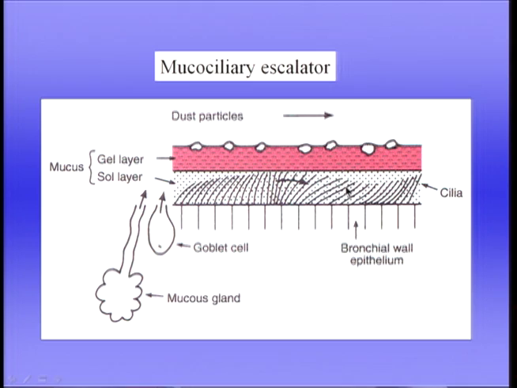Where does the mucus come from? Let's ask first of all. Well, it comes from two sources. It comes from mucus glands, sometimes called seromucous glands, deep in the airway wall, which you can see here, and then there's a duct that takes the seromucous material up to the airway surface. It also comes from goblet cells, and we've already mentioned both of these. But let's look at them in a bit more detail. Let's look at the mucus glands.